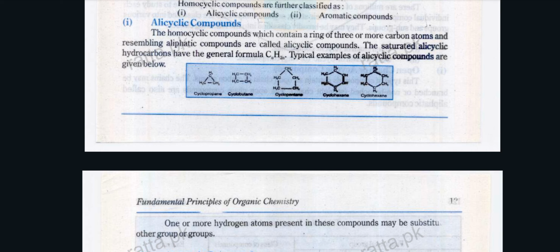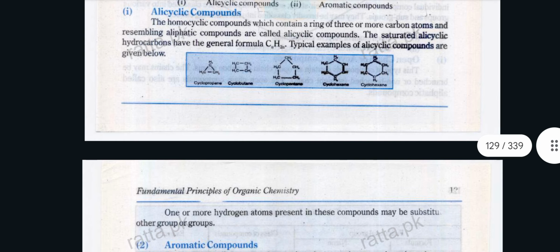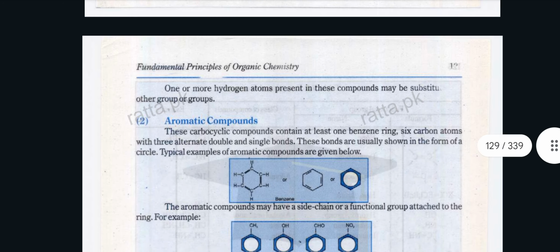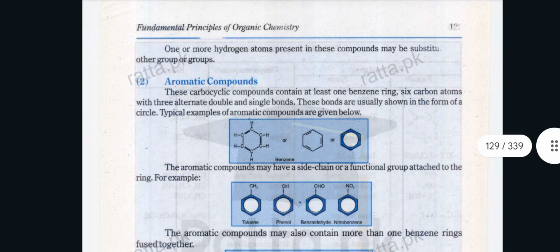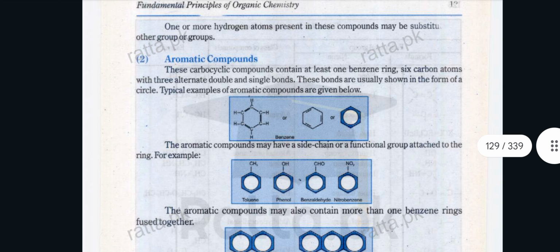Saturated alicyclic hydrocarbons have the general formula CnH2n, and typical examples of alicyclic compounds are given below, like cyclopropane, cyclobutane, cyclopentane, cyclohexane, and cyclohexene. One or more hydrogen atoms present in these compounds may be substituted by other groups.